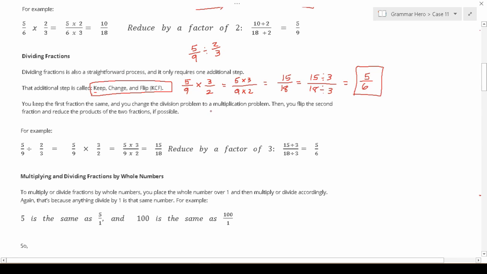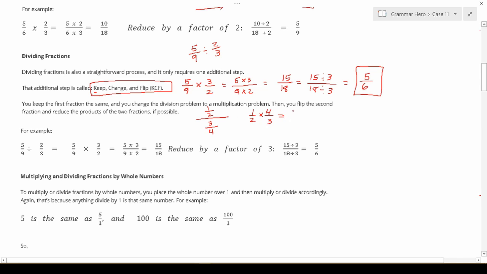So let's do another one. Let's do 1/2 divided by 3/4. Again, you can also be given a division problem like this. 1/2 divided by 3/4. Same thing applies. Keep. So 1/2 stays the same. We're keeping that the same. Change the sign from division to multiplication and flip the second fraction. So instead of being 3/4, it's going to be 4/3.